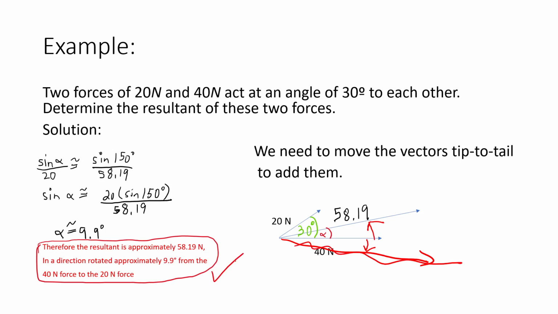And you might say, well, could I also, instead of saying 9.9 degrees from the 40 Newton to the 20 Newton, could I say 20.1 degrees from the 20 Newton to the 40 Newton? And the answer is yes.